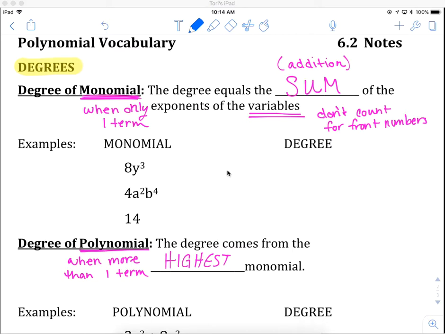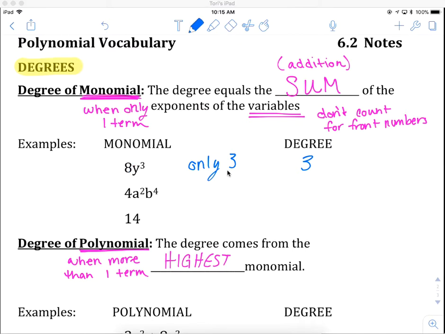So first example is pretty straightforward. We're not going to worry about the 8, we can just ignore him. All I want to know is what are all the exponents on that one term? Well, the only thing we have is 3, so our degree is 3. Okay, that's straightforward.